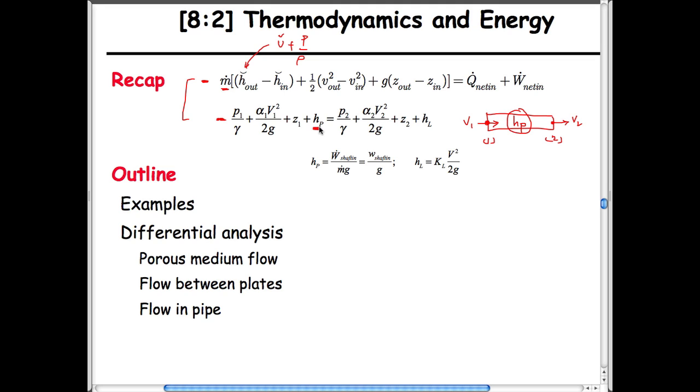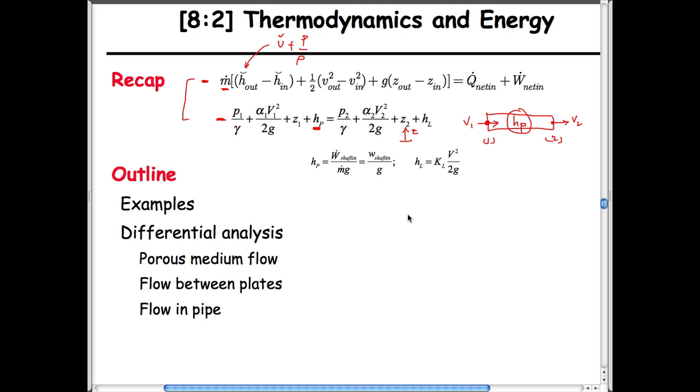Pump magnitudes are positive if they're pumps. They're negative if they're a turbine, if you're getting energy out of the system. Head losses are always positive. Z is always in the positive upwards direction in our sign convention. And this value alpha is between 1 and 0. If it's 1, it means the flow velocities across that stream tube are uniform, and if not, it's less than 1. And so that's basically where we were last time.